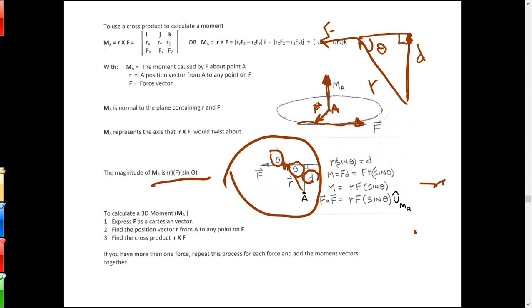And in addition to that, I've got the vector normal to the plane. That's how it ought to be. So that's why that cross product generates a 3D moment for me. It's got the proper direction, it's got the proper magnitude. So we don't have to do all this visualization with our right hand. All we've got to do is find an R vector, cross it with the F vector, and out comes the moment. That's definitely how I would suggest doing these 3D moments, when you actually calculate them.